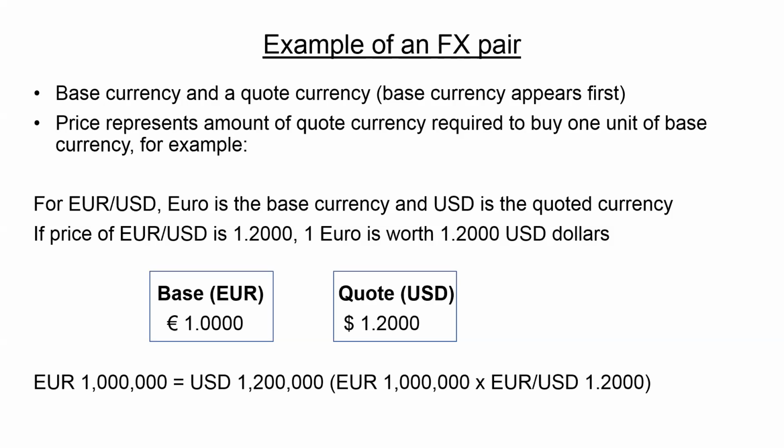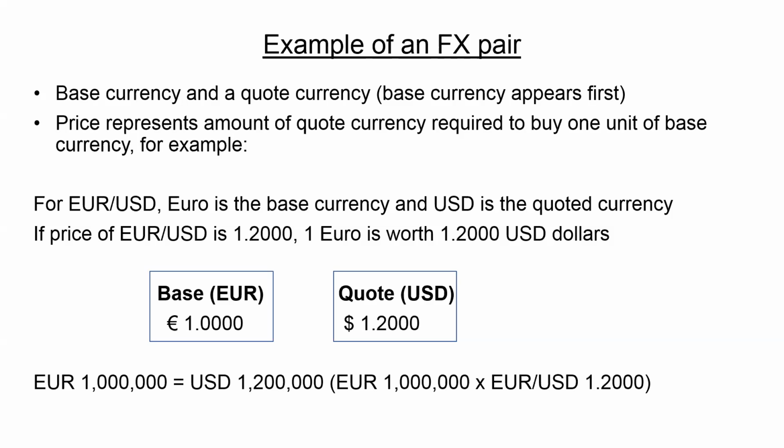For euro dollar, EUR USD, euro is the base currency because it appears first, and USD, US dollar, is the quoted currency because it appears second. So EUR USD is how many dollars can I buy for 1 euro? Okay, so if the spot price of euro dollar right now is 1.20, then 1 euro is worth 1.2 US dollars. So the base currency you can see on the screen here, base EUR, 1 euro, quote USD, 1.2. So 1 euro buys $1.20.